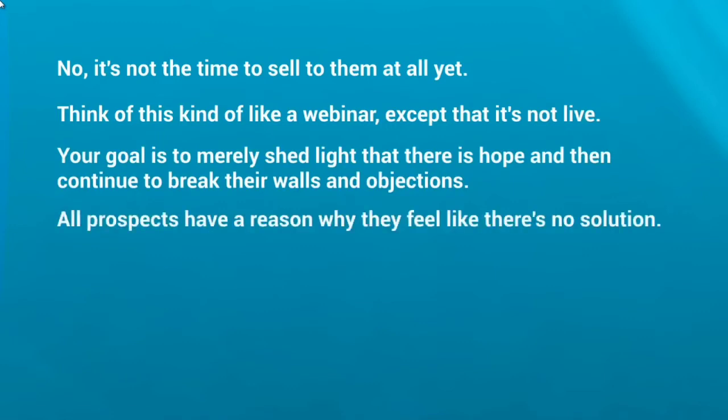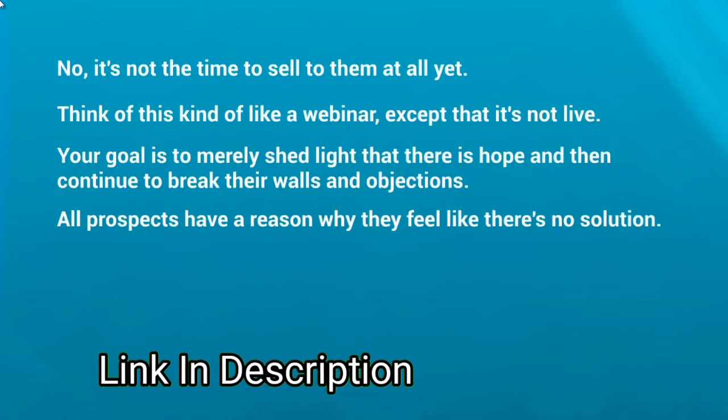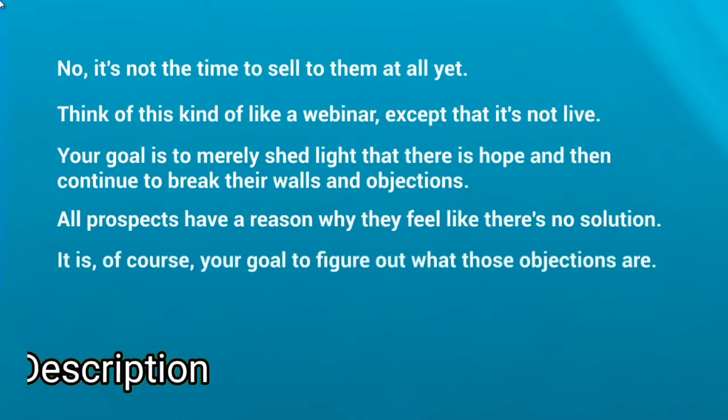Now, all prospects have a reason why they feel that there is no solution. And we don't necessarily know that, but that's something that you will need to figure out, and maybe talk to your prospects, sit down with several of them to figure out exactly the different scenarios. Now, it is, of course, your goal to figure out what those objections are. So like I said, sit down with them and try to jot down what their common questions are and what the common objections are that they have.